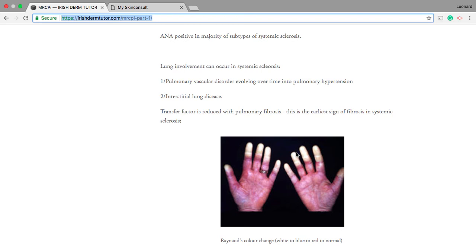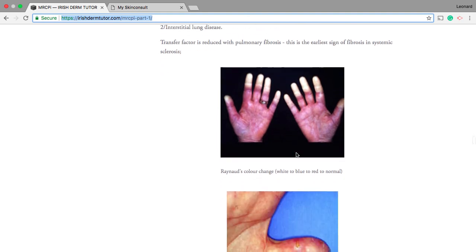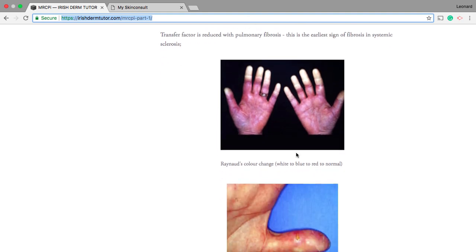Interestingly, interstitial lung disease is commoner in the diffuse subtype, and pulmonary hypertension tends to be seen more in the limited subtype. PFTs are very important to perform regularly to detect early interstitial lung disease, and you see a restrictive pattern, and one of the earliest signs is reduced transfer factor. Generally, treatments in advanced systemic sclerosis with visceral involvement are still not great. So I won't go into that here.